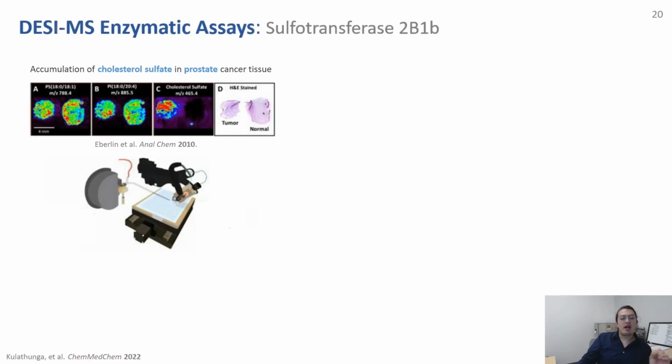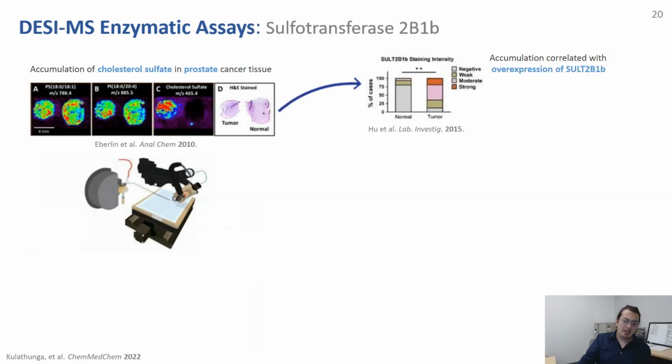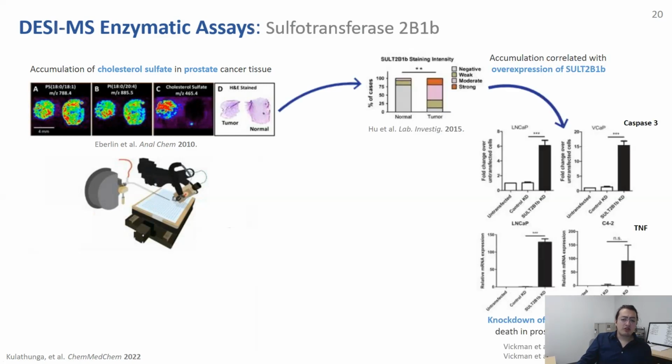I think I ran out of time, so I'll just leave these slides in the PDF, but the latest case that we've studied is on this reference here on the bottom corner, and it's related to a prostate cancer-related enzyme. So cholesterol sulfate accumulates in prostate cancer, and that's something that was found with DESI-MS. And this implies that not only do you accumulate the metabolite, but it has also been found that you accumulate and overexpress the enzyme that produces it.